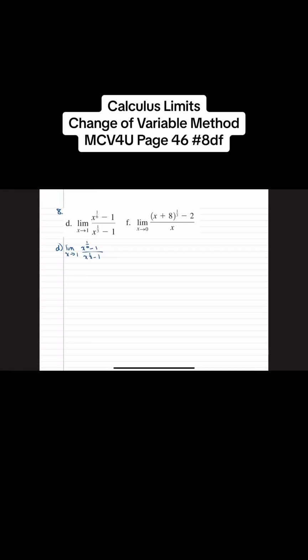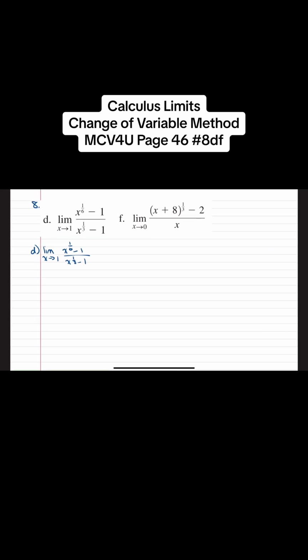Okay, so today I'm going to go over two more questions from the Calculus and Vectors Nelson textbook. This is part of the 1.5 evaluating limits section where you have to use the change of variable method. Oftentimes this can be a bit tricky because people often don't know how to set up the let statements or what to really look for. So I will try my best to explain this in a way that will make complete sense. This is also page 46, questions 8, parts D and F.